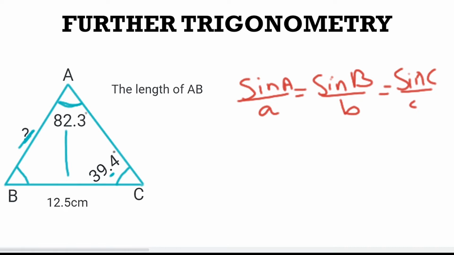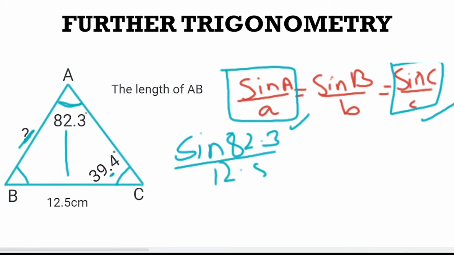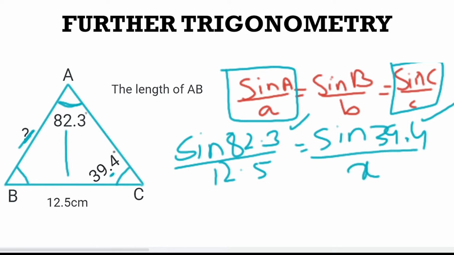Now let's start to input the values. We know this full pair and this half pair, so we are going to use this one and this one. So sine A is sine 82.3 and a is 12.5, which is equal to sine C, and sine C is sine 39.4, and the side c we have to find. So let's take this as x.